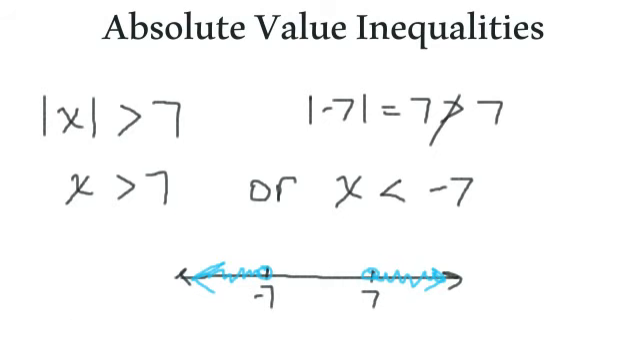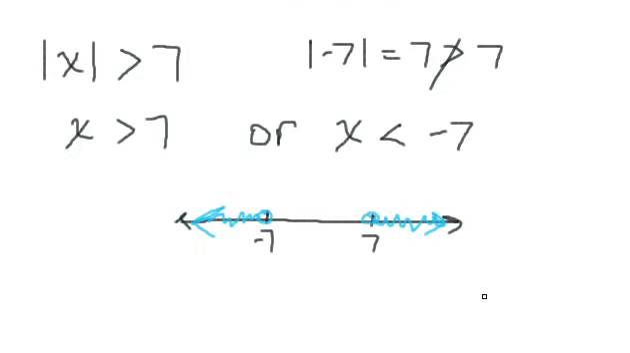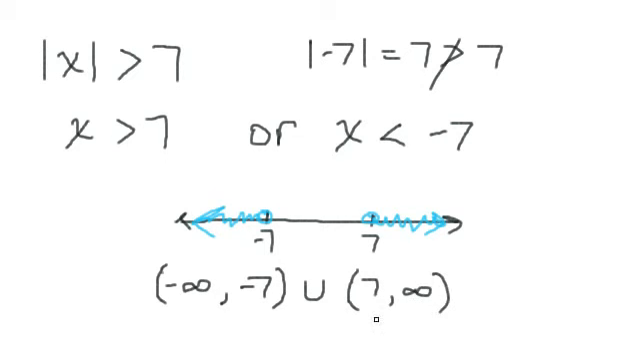Now remember, we can write our answer in interval notation. We're going out to infinity, so we always use a parenthesis, comma, up to negative 7. We use a parenthesis because we don't include negative 7. And I'm going to take the union because we're joining two sets together here. 7 to infinity. Okay, let's look at another one.